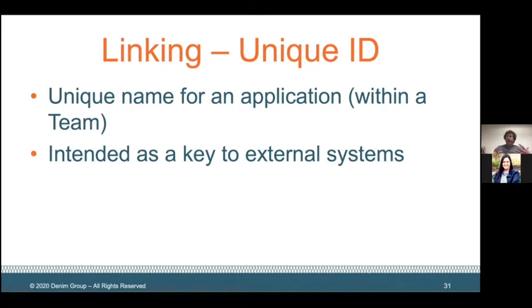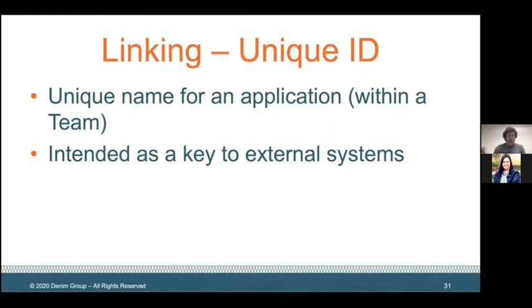So if we look at linking, this unique ID capability, what that is, is a unique name for an application within a given team, and it's intended to act as a key to an external system. And so in an organization, if you have a CMDB where you've got all of your application assets, this is a great way to pick whatever your ID is in that external CMDB and to link it to the application in ThreadFix. Whatever that might be, this is a way for you to give an application in ThreadFix a unique ID, and have that link to an external application.